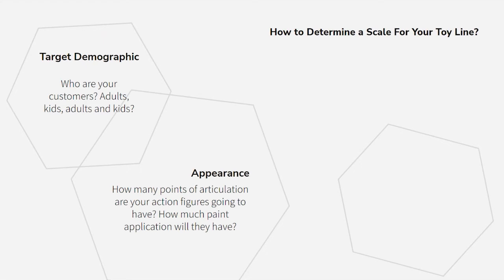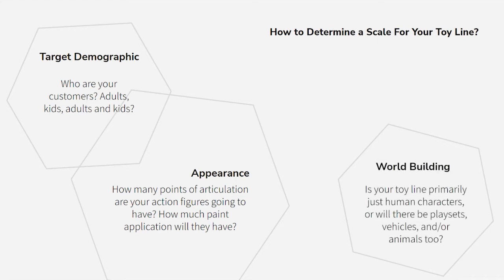Appearance. How many points of articulation do you want your action figures to have? How much paint do you want them to have? And lastly, world building. Is your toy line primarily just focused on accurate human characters, or is it more of a world building toy line where there are going to be play sets and vehicles, and they're all going to need to fit in a reasonable cost?